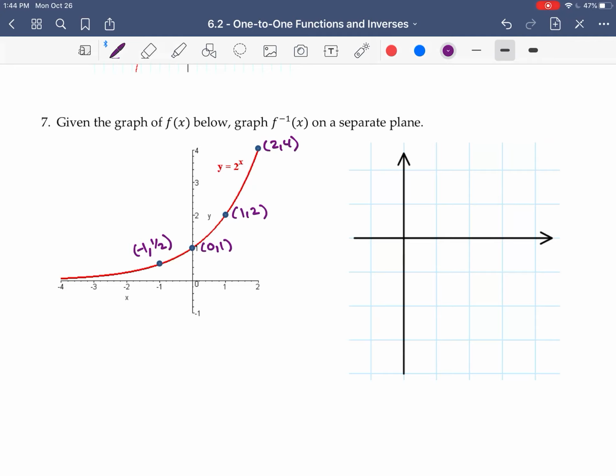So when we want to graph the inverse, what we're going to do is switch all the coordinates. So instead of 0, 1, we're going to have the point 1, 0. Instead of the point 1, 2, we're going to have the point 2, 1. Instead of the point 2, 4, we have the point 4, 2. And instead of negative 1, 1/2, we have 1/2, negative 1.